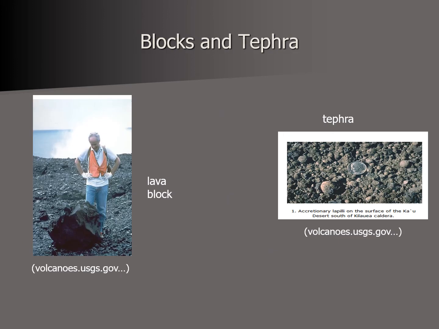Over there on the left, we have a lava block. We have a geologist standing there for scale. It's taller than his knees, very heavy. Notice behind the scientist, there's a crater. This is an active volcano. There's steam and ash coming out of it. There's an image of tephra, lapilli. On the right, there's a dime for scale.